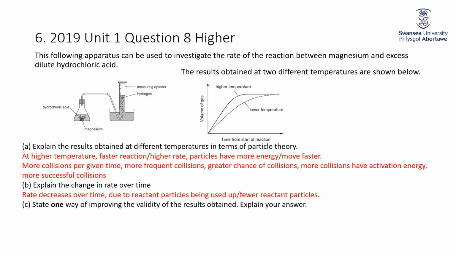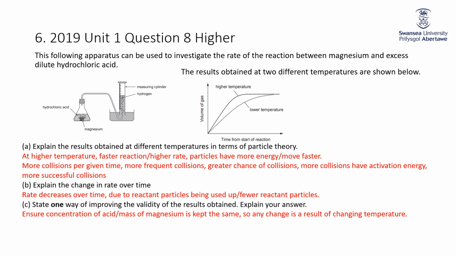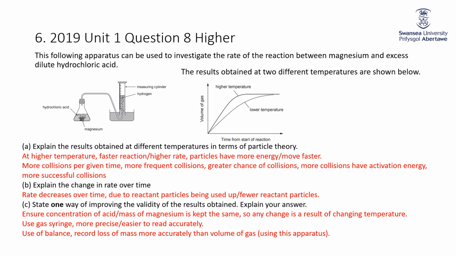State one way of improving the validity of the results obtained, explaining. So we can ensure the concentration of acid or mass of magnesium is kept the same, so any change is as a result of temperature changing. The use of a gas syringe, which is more precise and easier to read. The use of a balance to record loss of mass more accurately than volume of gas, or to repeat measurement, calculating mean values which are more accurate.